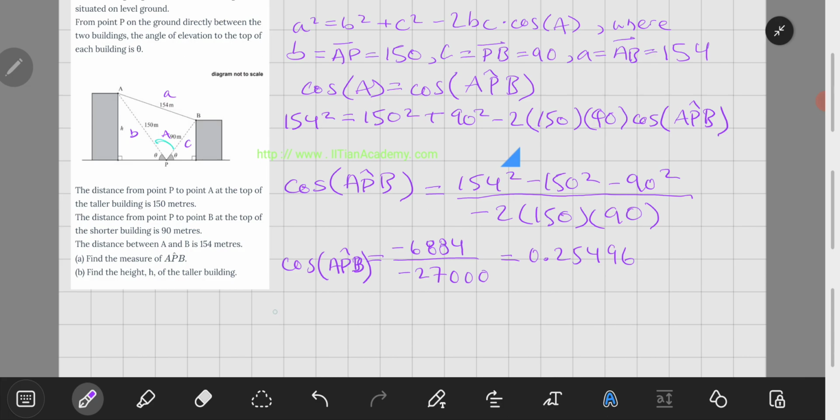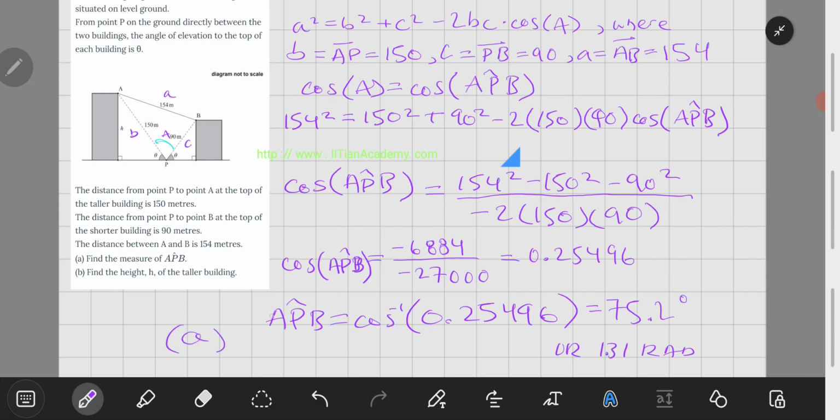0.25496. And then we can take the inverse cos of our left side to find our angle, which is 75.2 degrees, or 1.31 radians if you're working in radians. And that is our answer to question A.